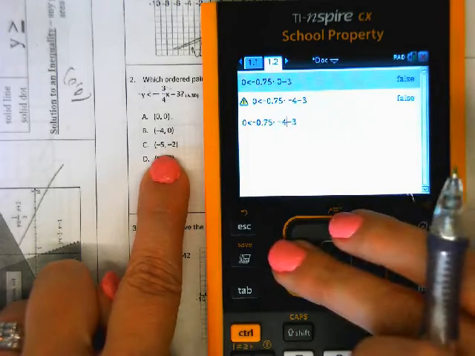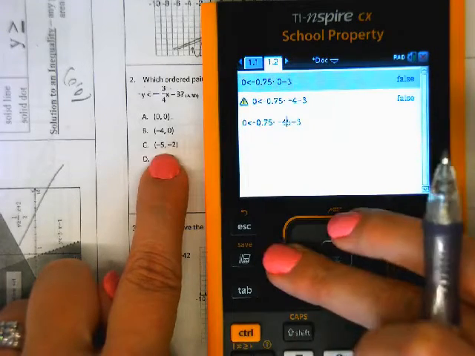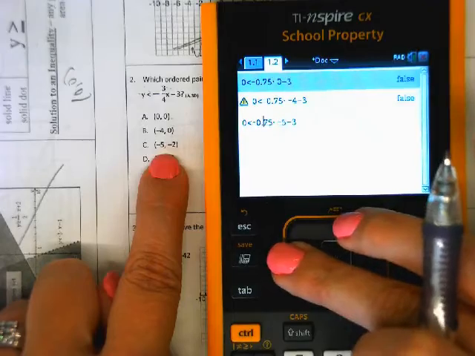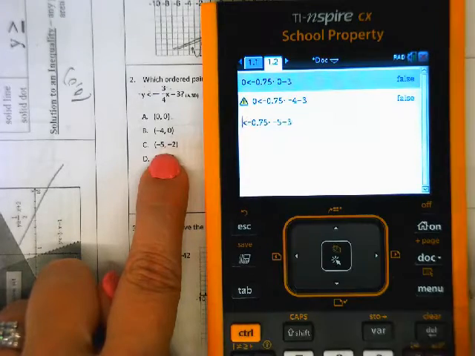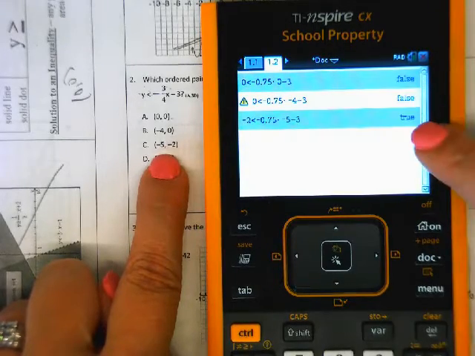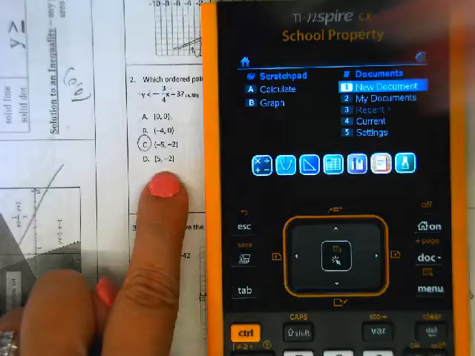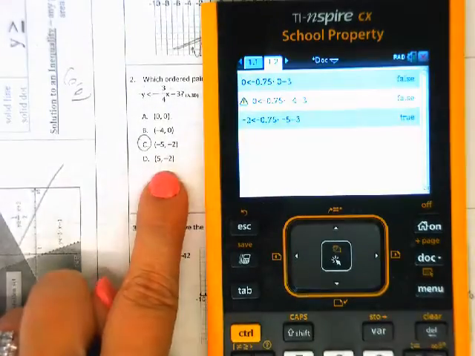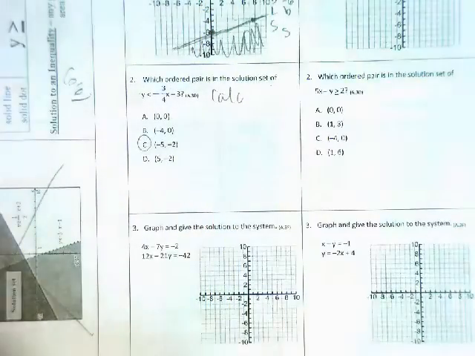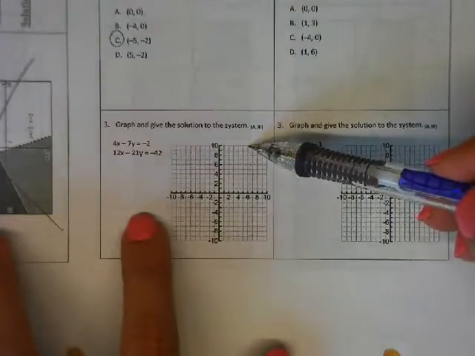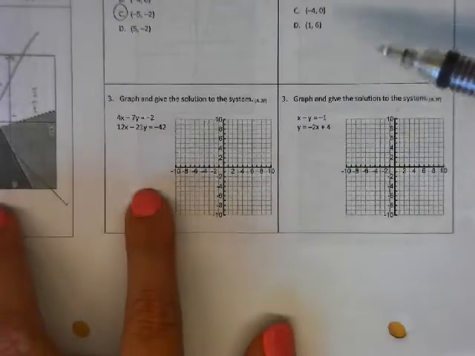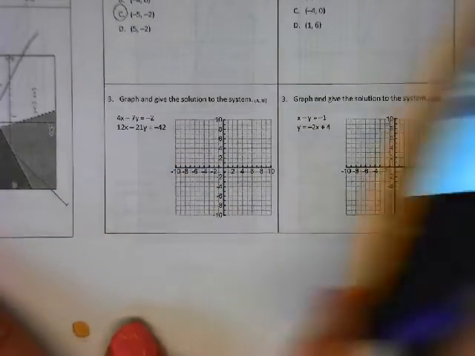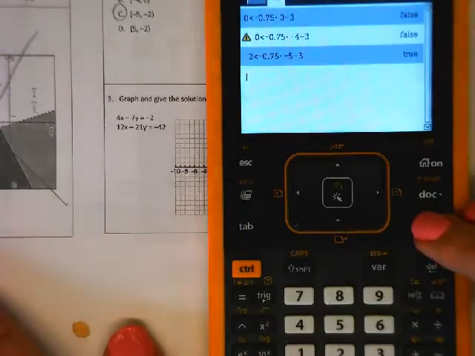So we can change this to a -5 on the x, and we can change this to a -2 on the y. That one is true. There's your solution. All right. So you can definitely plug it in. How are you going to do this? Do you even need a graph for a system? No, what are we going to use?